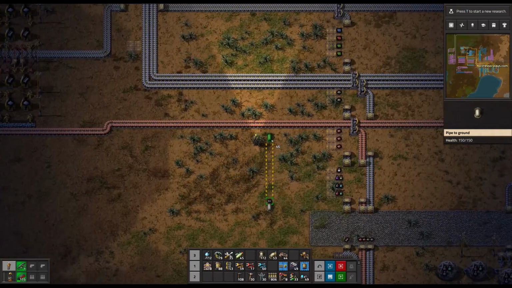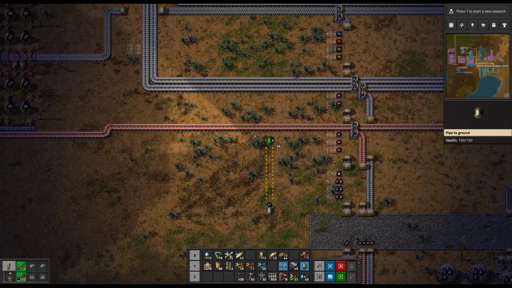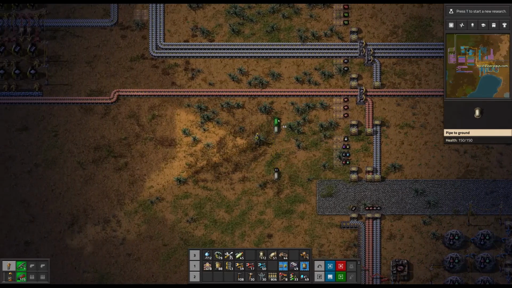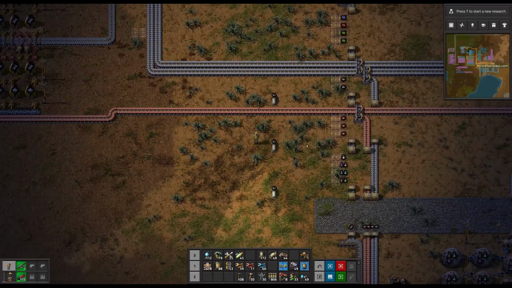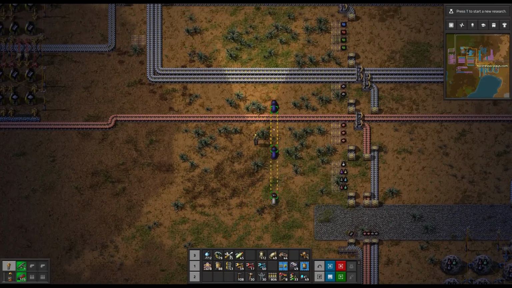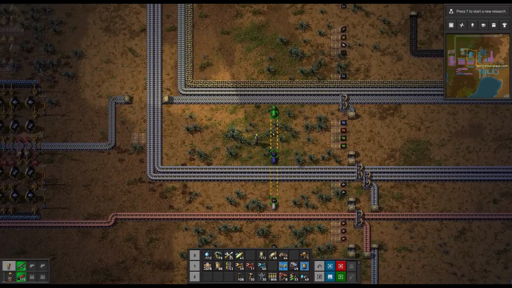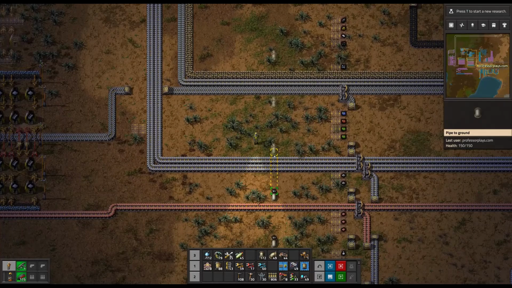The pipe to ground spans a longer distance than the underground belt does. I don't want these pipe to ground to be in the way of the bus, so I'm going to line up the pipe to ground with the underground belt like that. It may not be efficient in terms of belt or pipe usage, but it certainly keeps them out of the way. So I'm just going to do that and get this up here like that.